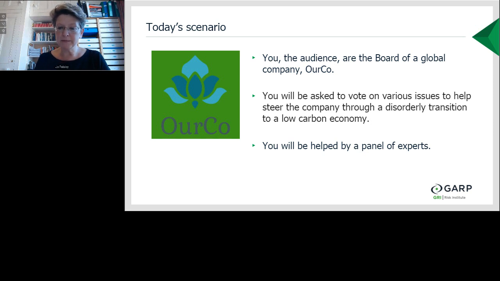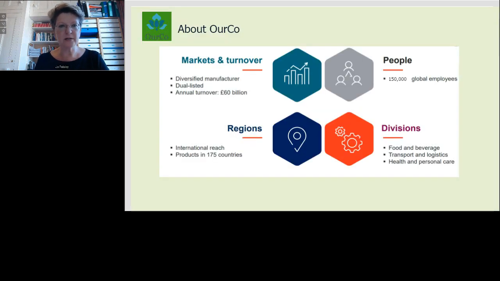Now, our company, ARCO, has three main divisions. It has food and beverage and health and personal care units, and they're the main profit centres. But we also have a transport and logistics arm to help get our products to market. We're quite a big company. We employ 150,000 staff. We have an annual turnover of 60 billion. And what's not noted on here is that we have more than 1,000 suppliers. So our supply chain is a big issue for us.